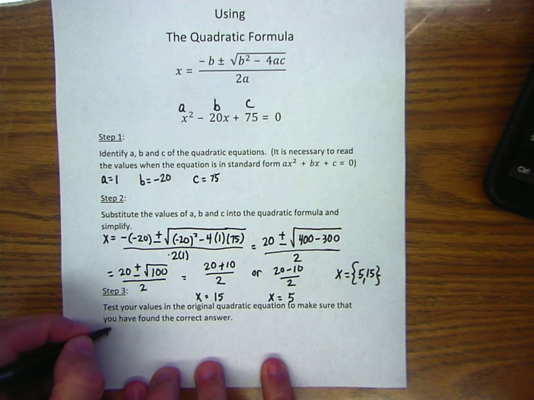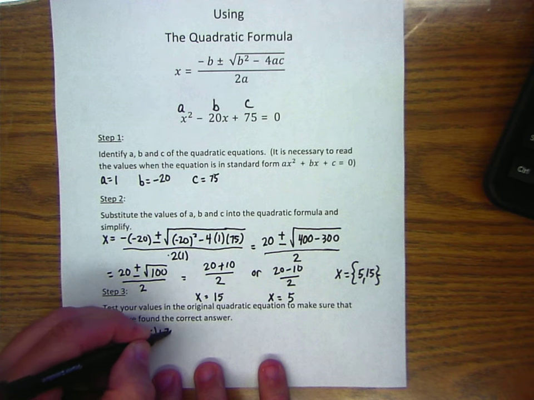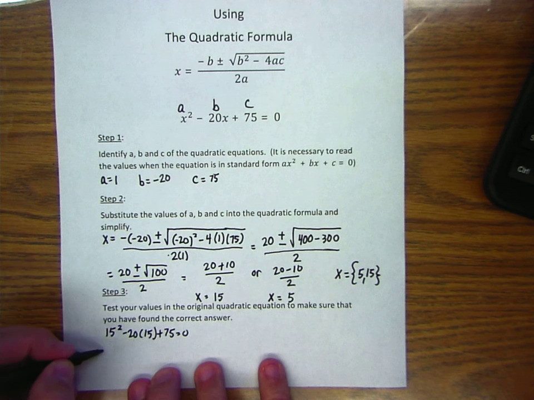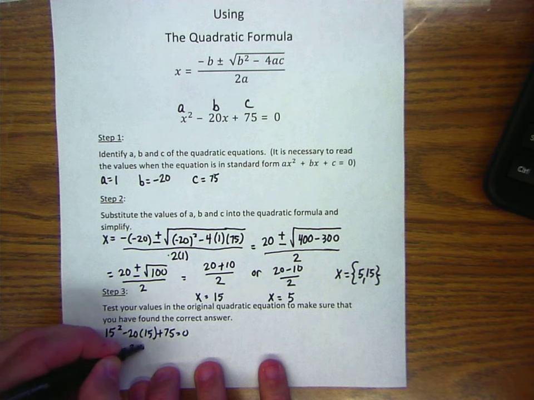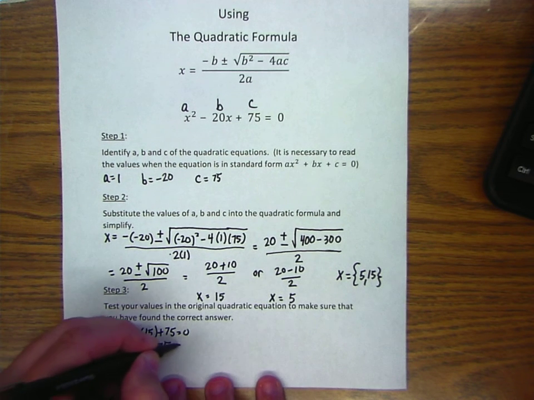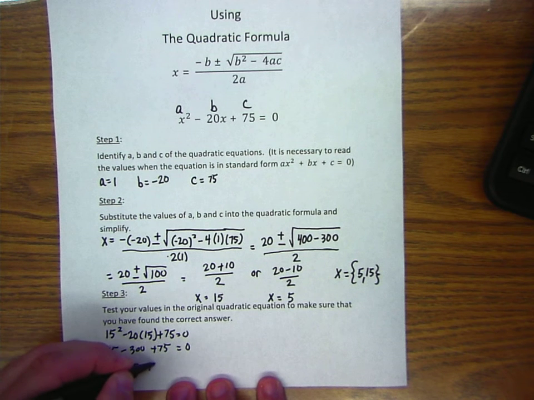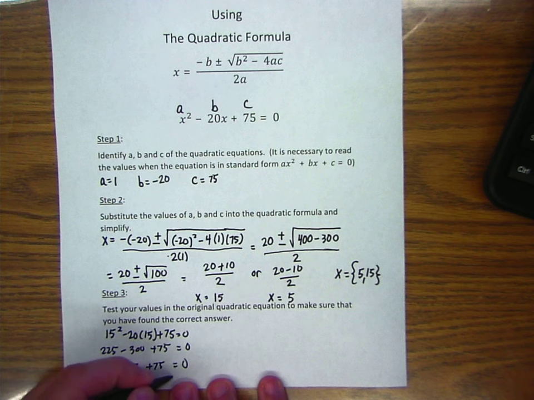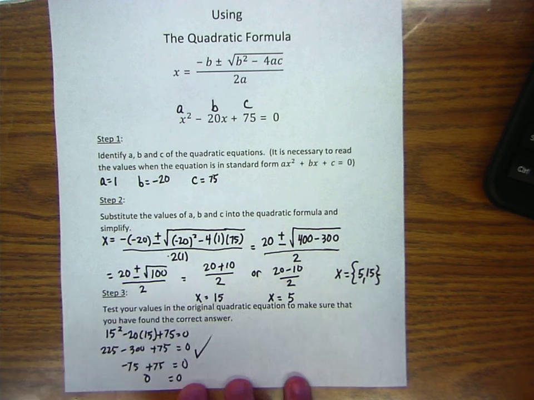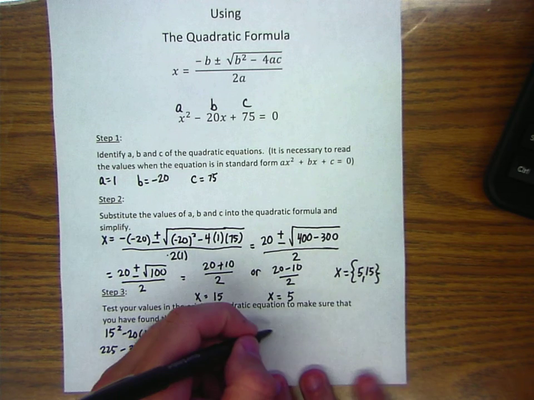Well, in this case, 15 squared minus 20 times 15 plus 75 is equal to 0. That gives me 225 minus 300 plus 75 is equal to 0. 225 minus 300 is negative 75. Continuing, negative 75 and positive 75 is 0. And I get 0 on both sides. So yes, 15 is one of my values. Let's check the other one.